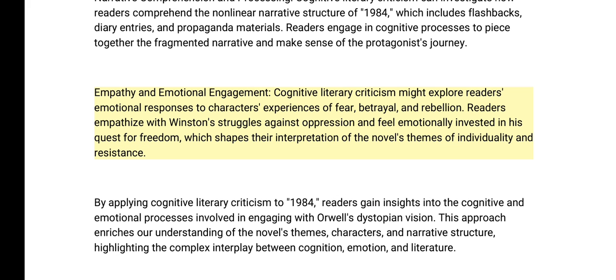Empathy and emotional engagement. Cognitive literary criticism might explore readers' emotional responses to characters' experiences of fear, betrayal, and rebellion. Readers empathize with Winston's struggles against oppression and feel emotionally invested in his quest for freedom, which shapes their interpretation of the novel's themes of individuality and resistance.